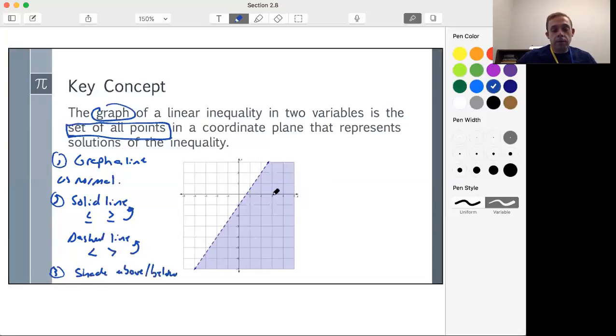And this will be a picture of what we get. You see we have a dashed line, so no points on that line. And we have points underneath. So everything here, if I picked a point here, that would give me a solution. If I picked here, that would give me a solution. If I picked a point here, this would be not a solution.